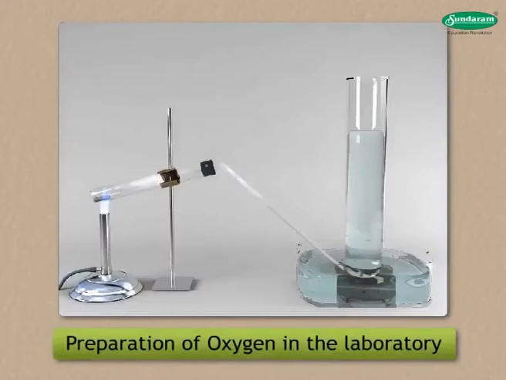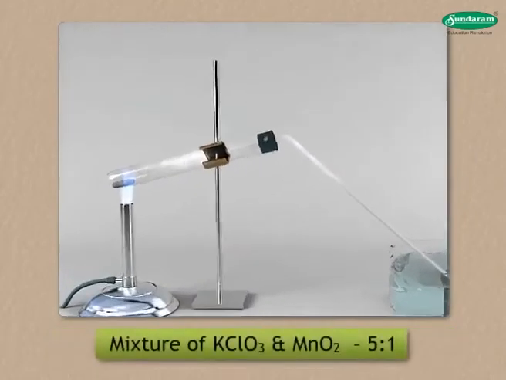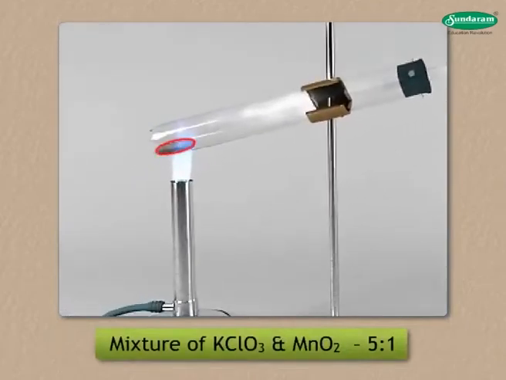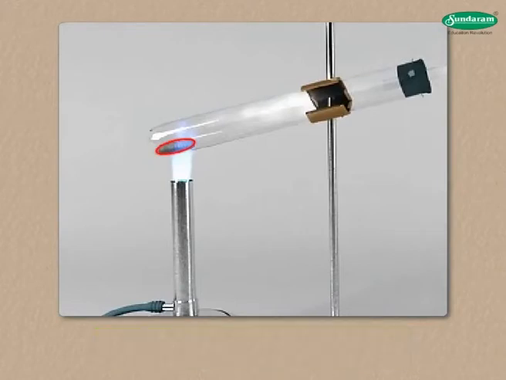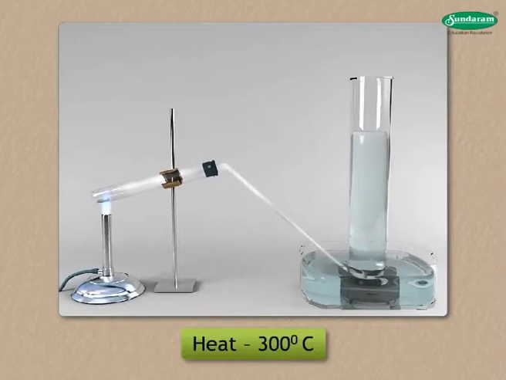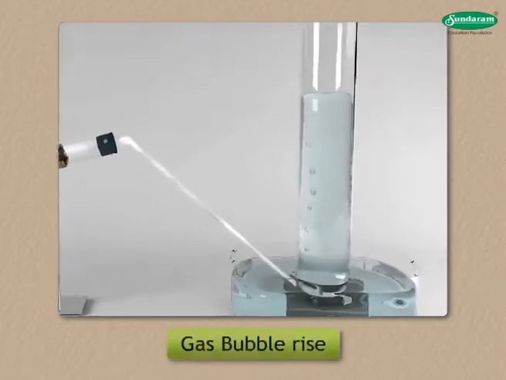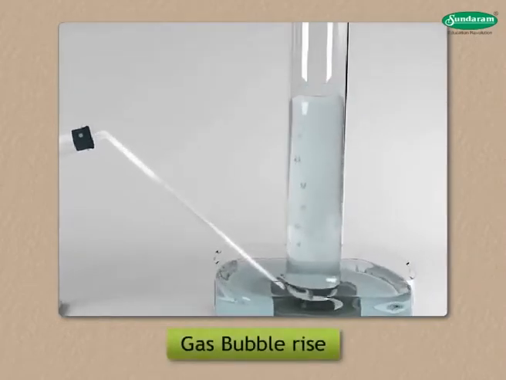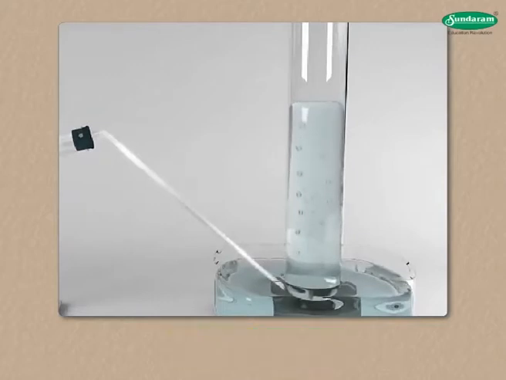Now coming to the preparation of oxygen in the laboratory. Take a mixture of potassium chlorate and manganese dioxide in the proportion 5:1 in a test tube. Set up the apparatus as shown. Heat the test tube to 300 degrees Celsius. We can observe that the gas bubbles rise into the water-filled gas jar inverted over the water. Fill 3 to 4 jars with the gas.